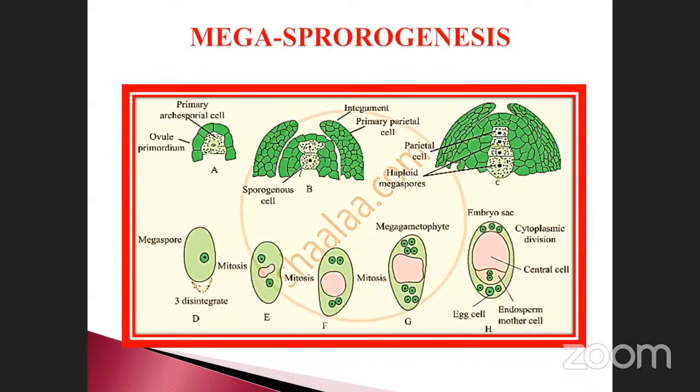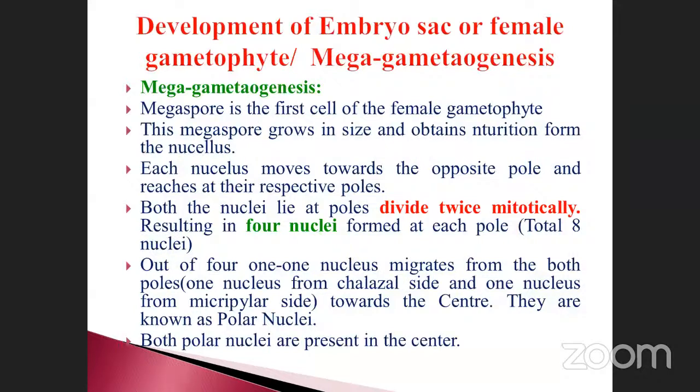Already you know very well about these things, isn't it? Then after that, what will happen? That was already discussed, the megagametogenesis. The megaspore is the first cell of the female gametophyte, already on our board. This megaspore grows in size and obtains nutrition from the nucellus. They may ask the question how it gets the food, how it gets the nutritive substances. See, the nutrition comes from the nucellus.